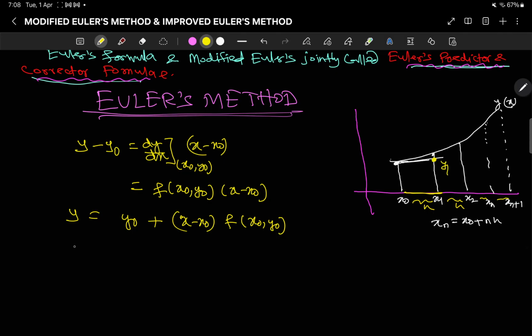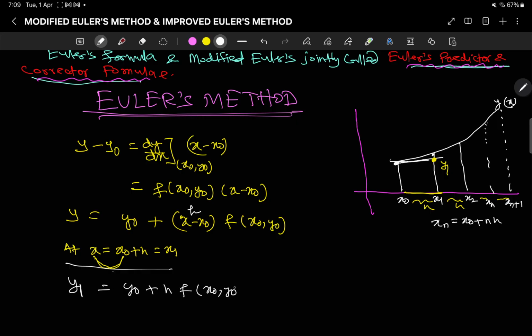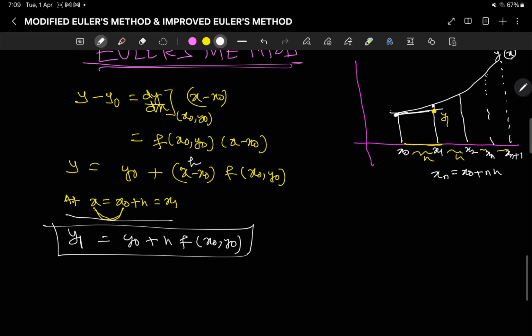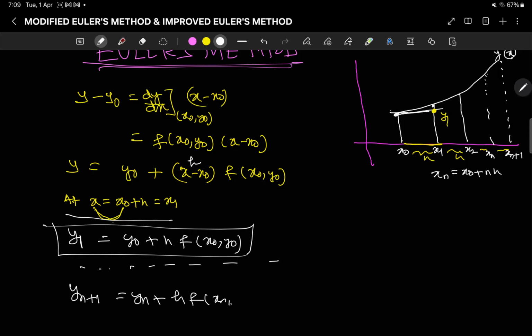I want to find y1. So at x is equal to x0 plus h means my x1. So what is my x minus x0? X minus x0 is my h. So this y1 becomes y0 plus hf(x0, y0). If I continue it to get yn plus 1, the generalized formula is yn plus hf(xn, yn). So this is the formula for the Euler's method, n greater than or equal to 0.